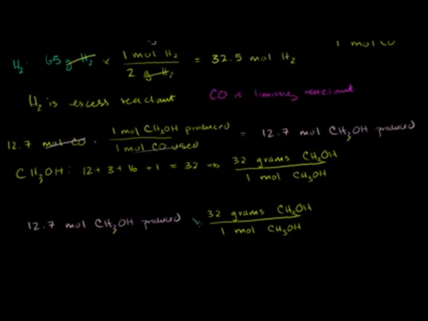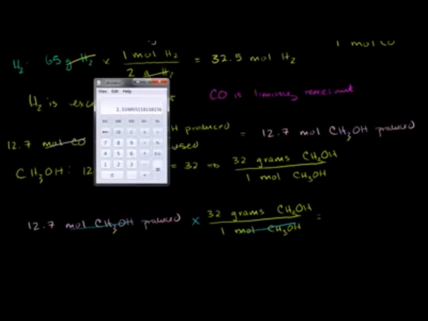Just like that. And then let's multiply these two. We have moles of methanol, moles of methanol, and we're left with 12.7 times 32 is equal to, so let me use the keyboard again. Let me clear it out. 12.7 times 32, 406.4. I'm kind of adding an extra significant digit there, but let's just go with it.